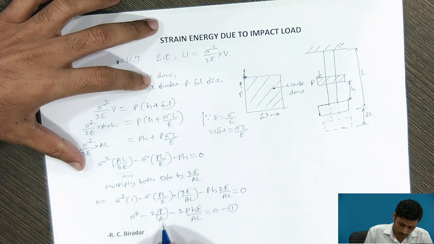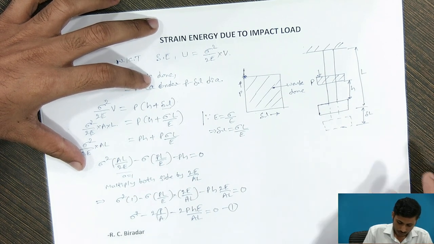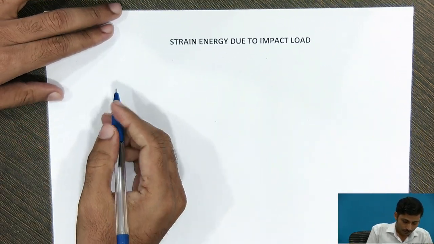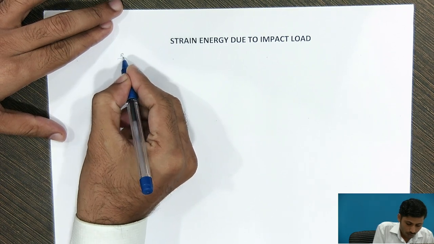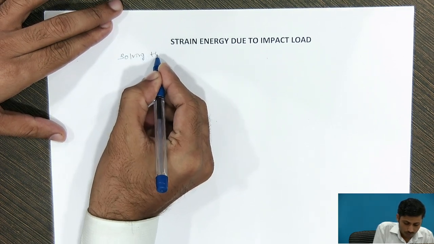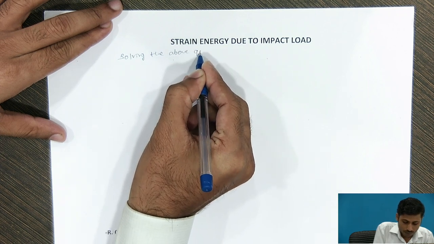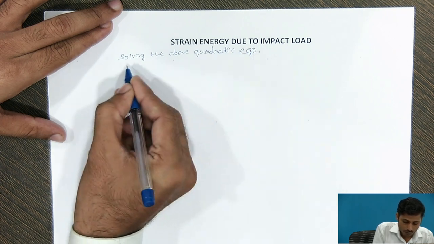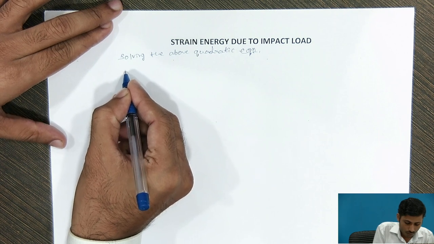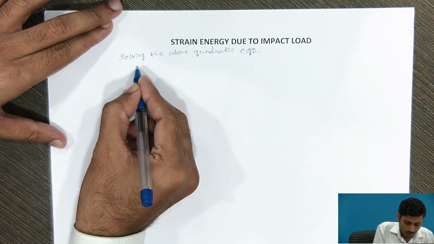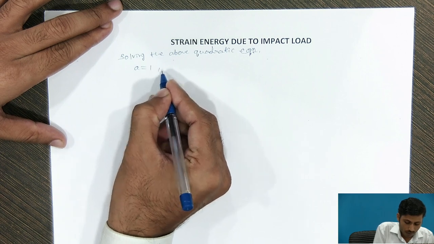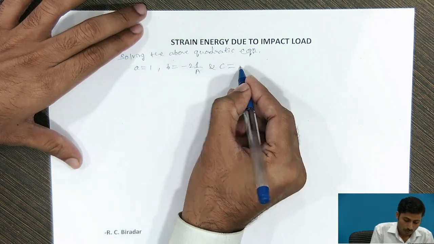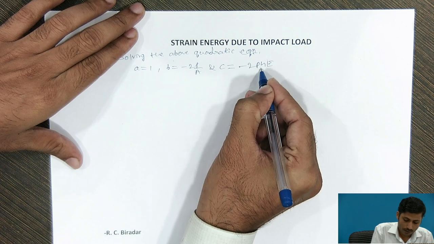Now, solving the above quadratic equation to get the roots. So in that above equation 1, A equal to 1, B equal to minus 2P by A, and C equal to what? Minus 2PHE by AL. These are the terms.